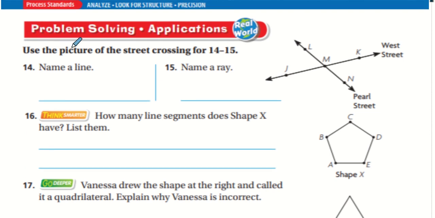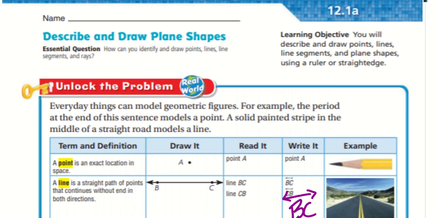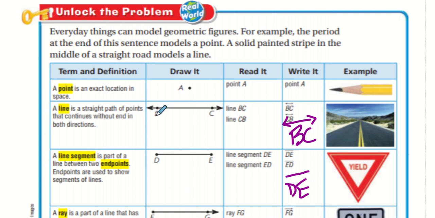This one says, use the picture of the street crossing for numbers 14 and 15. So if we have this street crossing, this one says West Street, and this one says Pearl Street. We see some different points on here. We can see that there's arrows on the end of the line showing that they're continuing on. This one says name a line. If we look back at our chart, a line is going to have 2 points, but it has to have those arrows on the end, and you have to draw the arrows up above.